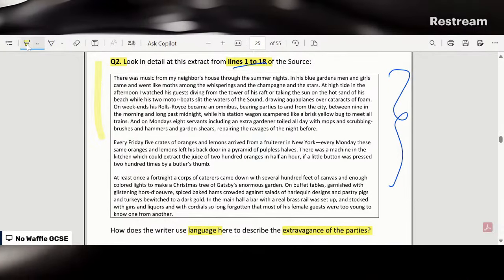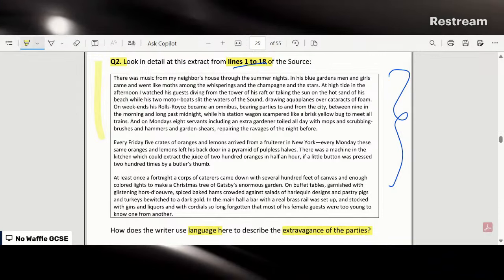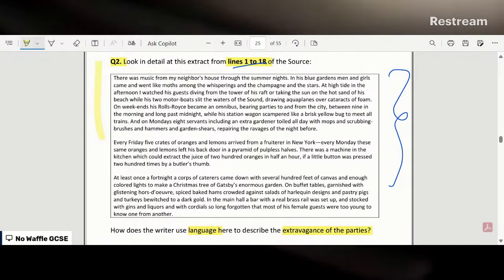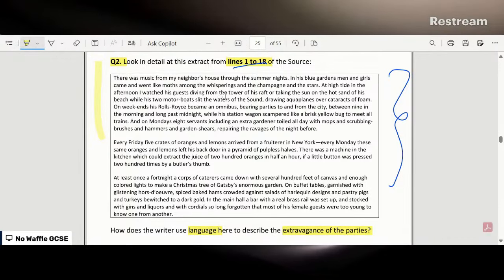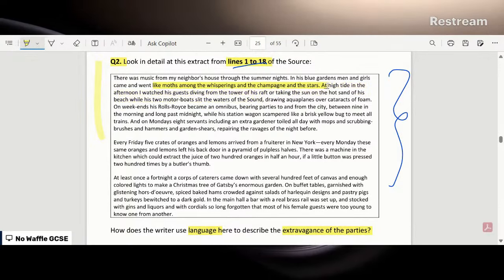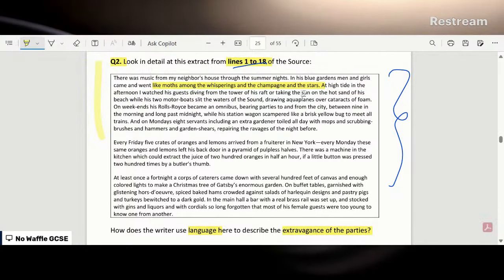"There was music from my neighbour's house through the summer nights." You just want to skim this, okay? "In his blue gardens, men and girls came and went like moths among the whisperings and the champagne and the stars." Now, this has quite a lot to say about it. It's a simile, and then you've got repetition of the "and". It's almost anaphora, so we can speak about that.